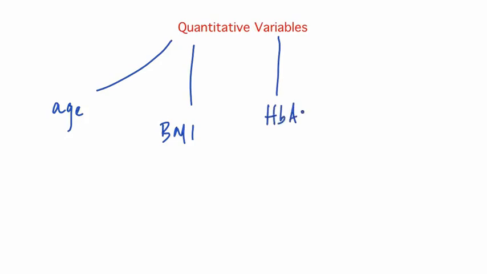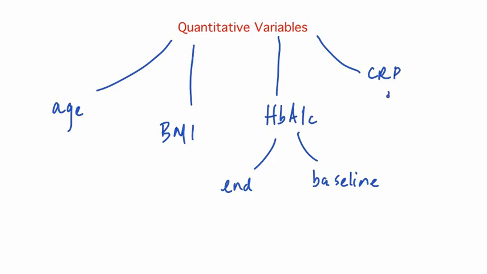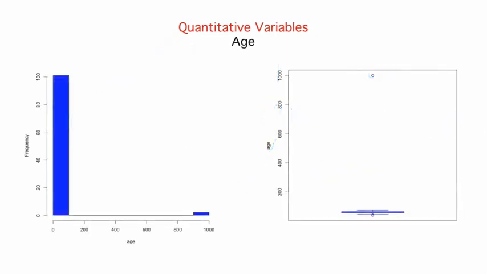Now we can take a look at our quantitative variables. They are age, BMI, HbA1c, measured at the end and at baseline, and CRP, also measured at the end and at baseline. Starting with age, we can see that there's something funny going on here. There's a huge outlier, which is an age close to 1,000, and clearly a mistake.